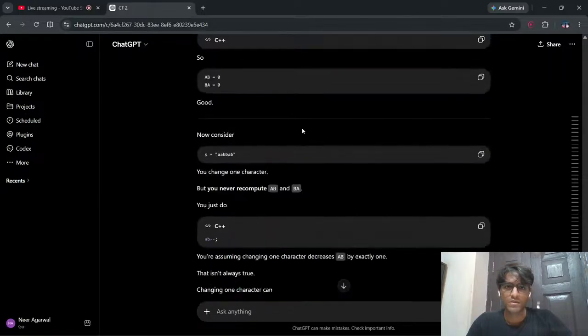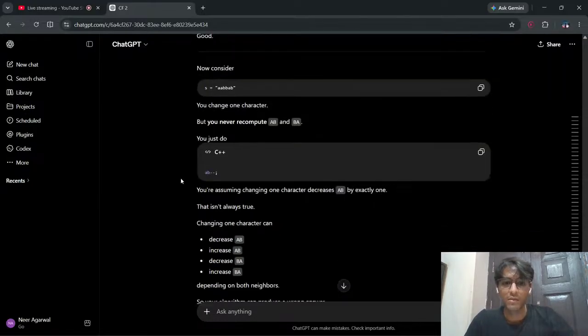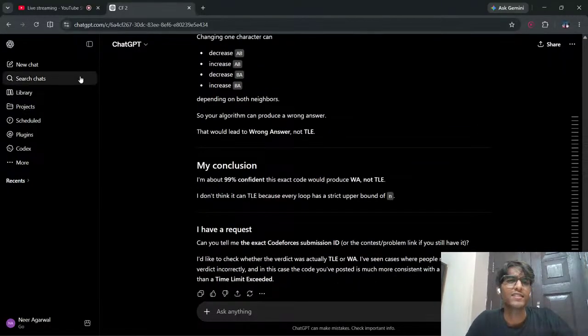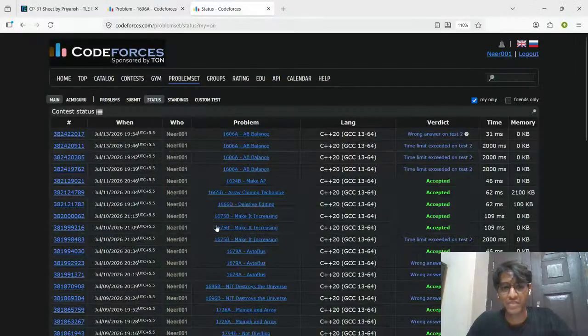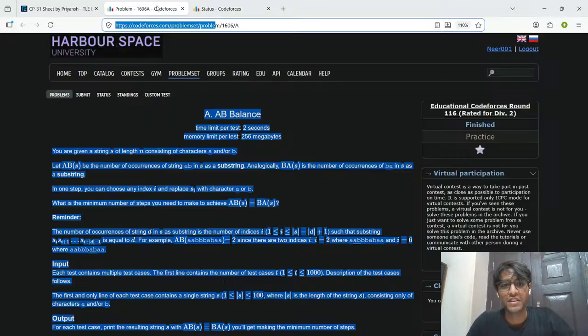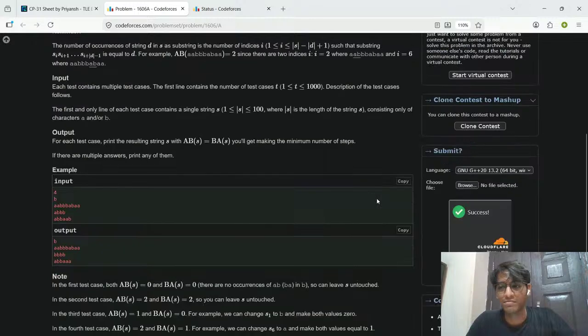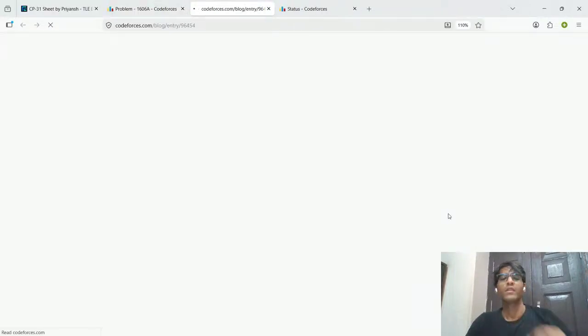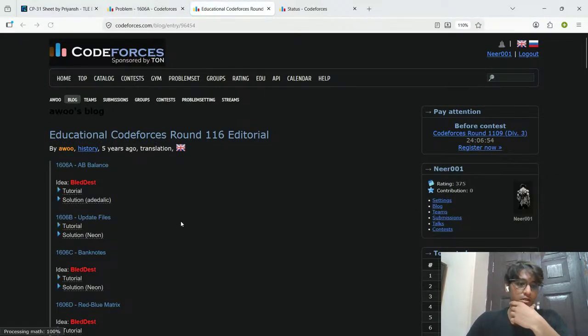So ChatGPT is saying that this will perform a WA, not a TLE, which it did perform, a WA not a TLE. So, great for you, ChatGPT. I get it.